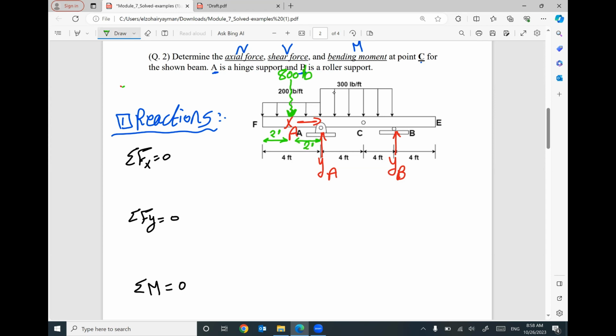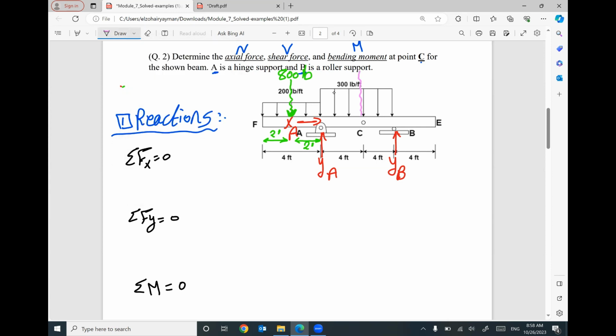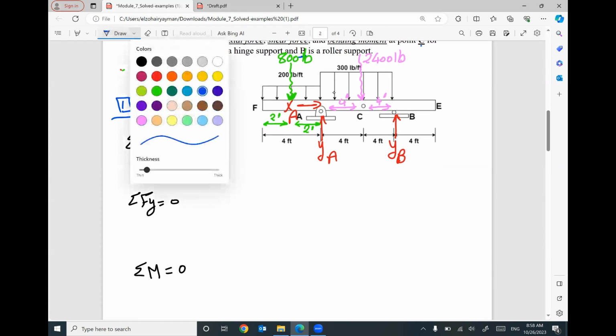We have one more. This distributed load will have equivalent at the mid-span, 300 times 8. The total length of this distributed load is 8 feet times 300. It will be 2,400 pound. And this distance will be 4 feet, and this distance will be 4 feet. That makes sense? Now, I am ready to apply my equilibrium equations.